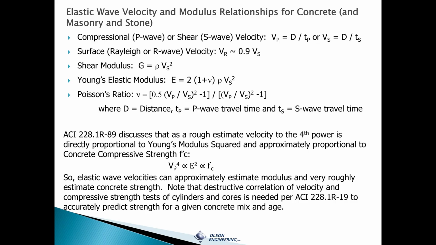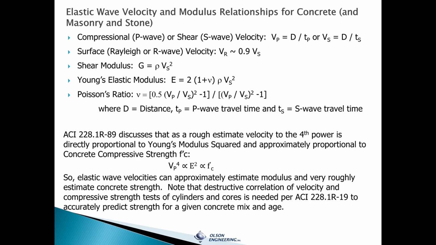So with that, you can approximately estimate the modulus and very roughly estimate concrete strength, in a sense saying if it's really fast velocity, relatively strong. If it's 10% slower and you do the ratios, you will see that that comes in at about 2/3 of normal strength. If it's 20% slower than normal, that predicts it's about 42% of normal strength.